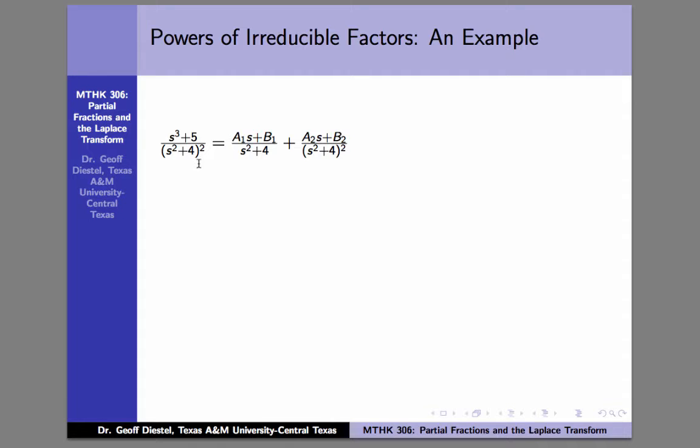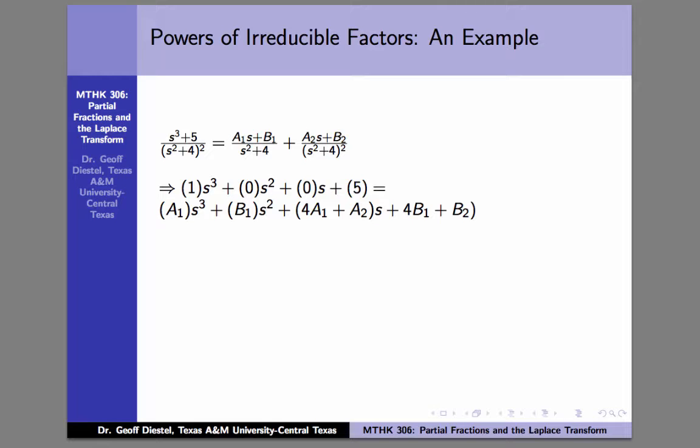So here's an example. We have something in this form. We can have the first term where the denominator is to the first power, second term the denominator to the second power, and then we just do the algebra, combining the right side together. If you do that, you'll see that you'll have a1 times s cubed plus b1 times s squared plus 4a1 plus a2 times s, and then plus 4b1 plus b2. I forgot a parenthesis here, but just note that that's there. So those are our four equations.